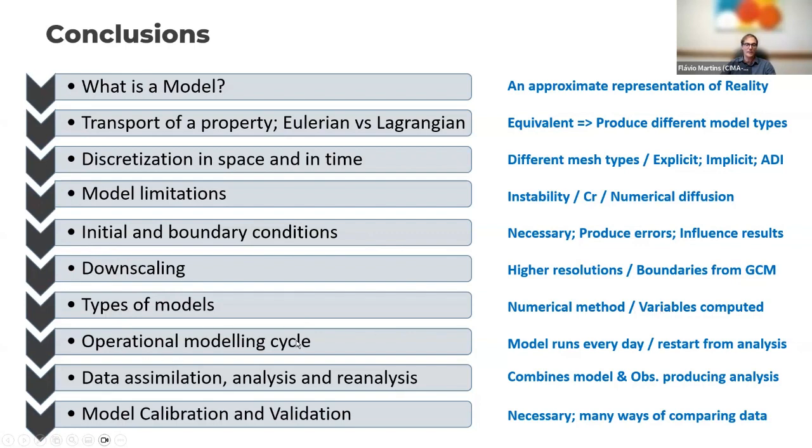We talked about the operational modeling cycle. So we saw in operational models, the model runs every day, and it restarts from an analysis using data assimilation. And then we talked a little bit about data assimilation, analysis and reanalysis. And we saw that data assimilation combines the model with observations to produce analysis. And finally, we talked about calibration and validation, that is always necessary, and there are many ways of comparing that.